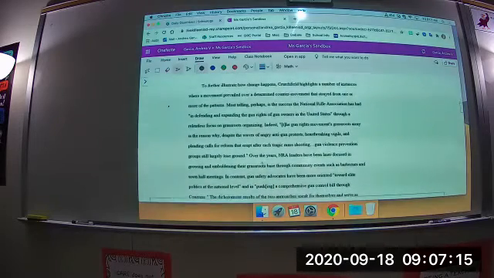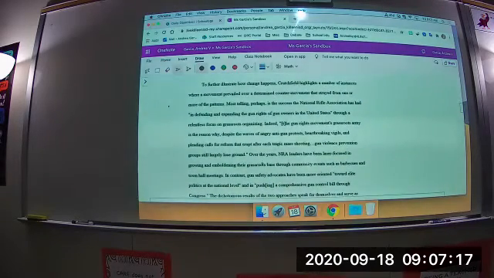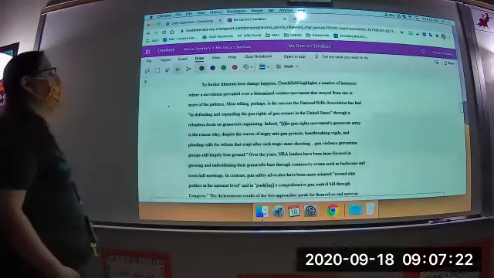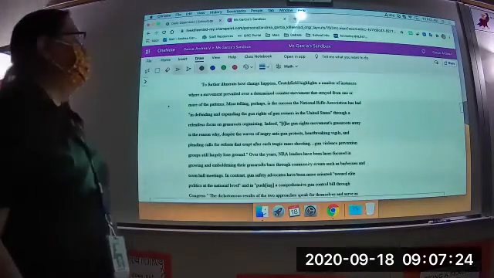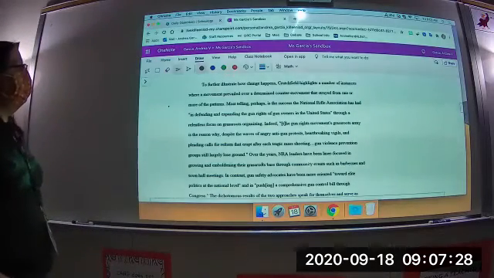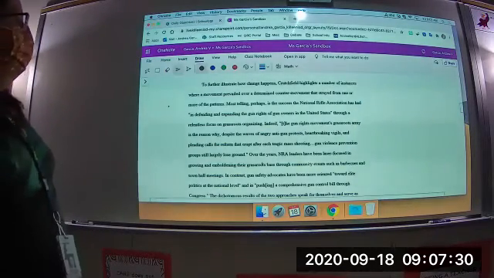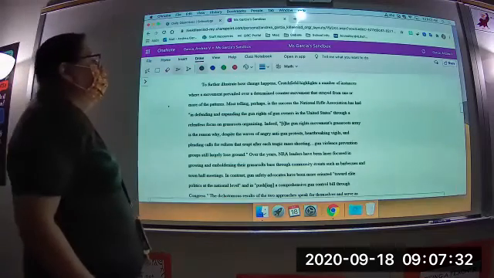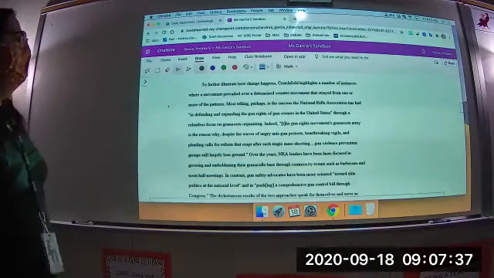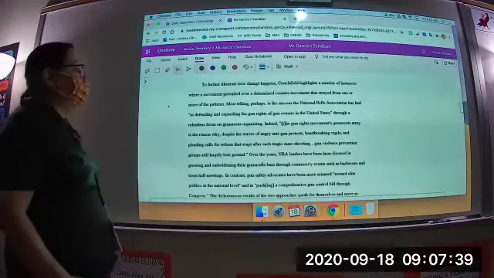All right. To further illustrate how change happens, Crutchfield highlights a number of instances where a movement prevailed over a determined counter movement that strayed from one or more patterns. So what does that say? To further illustrate how change happens, Crutchfield highlights a number of instances where a movement prevailed over a determined counter movement that strayed from one or more patterns.